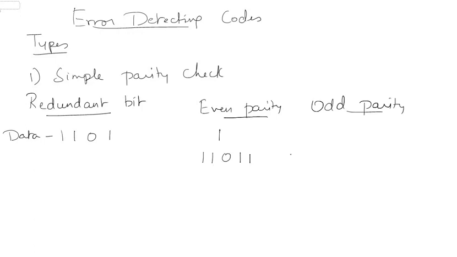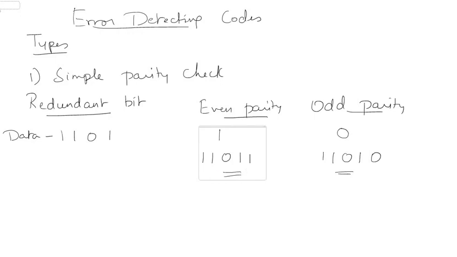Suppose you are using odd parity. Now count the number of ones here. We already have an odd number, 1, 2, 3. So 3 is an odd number. If you are using odd parity, the extra redundant bit to be added will be equal to 0. Now the data will be 1, 1, 0, 1 and 0. This is the data to be transmitted if you are using odd parity, and this is the data to be transmitted if even parity is used. These are the terms which we are going to use under error detecting codes.